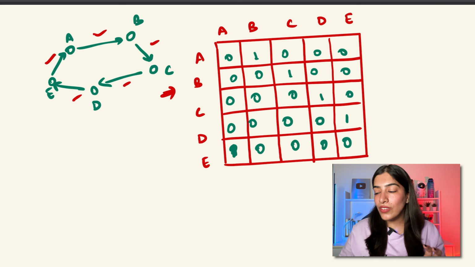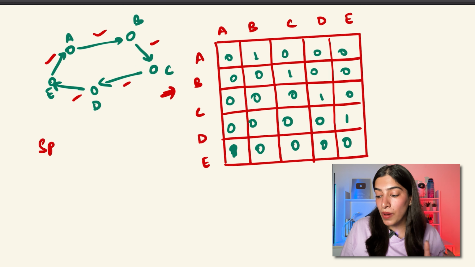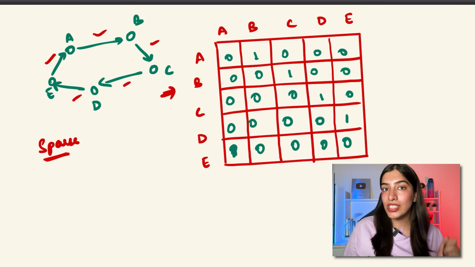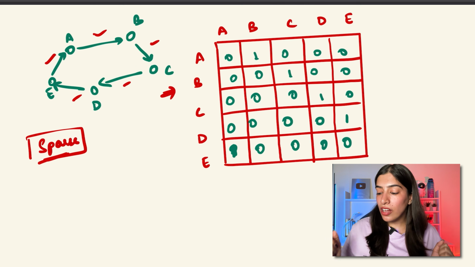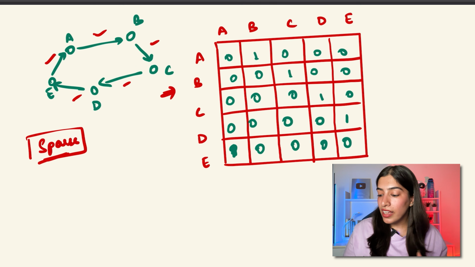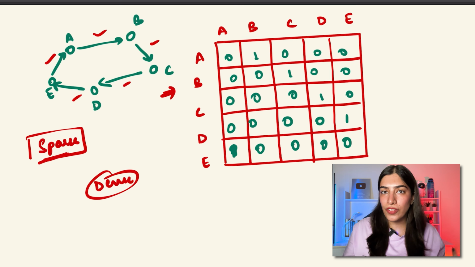You are ending up wasting a lot of space. So when are we wasting a lot of space? When our graph is sparse. Remember, we talked about sparse and dense graphs in the last video. What is a sparse graph? When the number of edges is much lesser than the number of vertices. If it is a dense graph, then it is fine. There are a lot of edges for all the pairs of vertices.